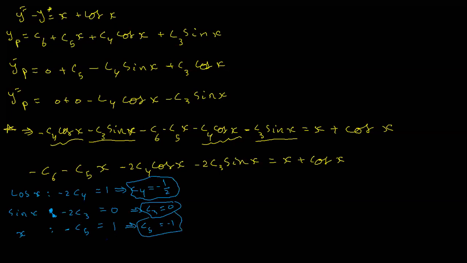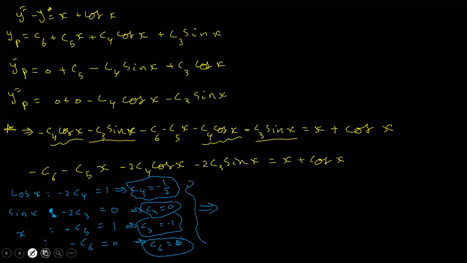Great. Now equate between the constants. In the left-hand side, I have negative C6. Where is the number in the left-hand side? Where is the number in the right-hand side? No, so it's 0. So your C6 is 0. Great. So now I found all my constants.